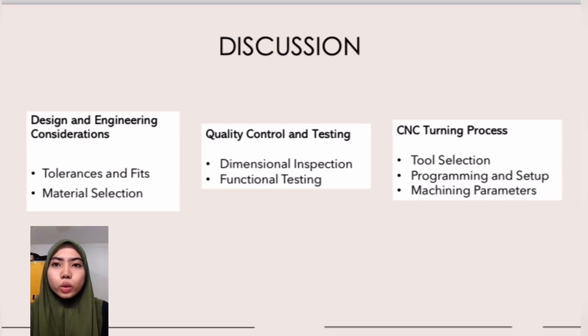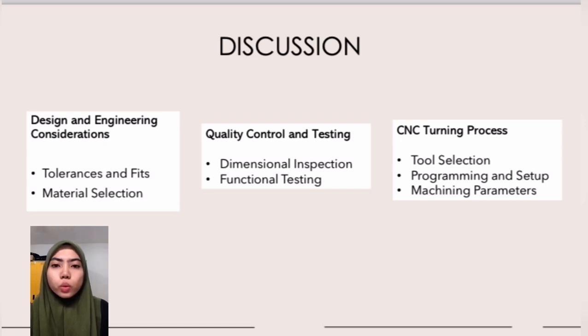Material selection. Choosing the right material was vital. Metals like aluminium and brass were selected for their durability and thermal properties. The material choice impacts the machining process and the final performance of the fire piston. CNC turning process. Tool selection. Various tools were used to achieve the desired features, including boring tools for the cylinder and forming tools for the piston. The selection of tools influenced the surface finish and dimensional accuracy.